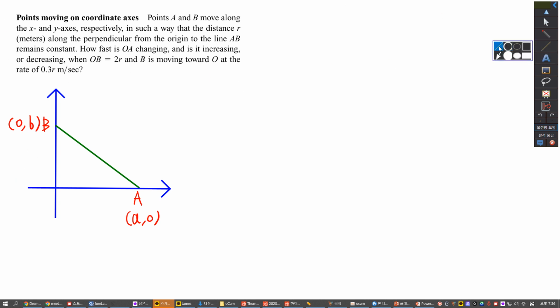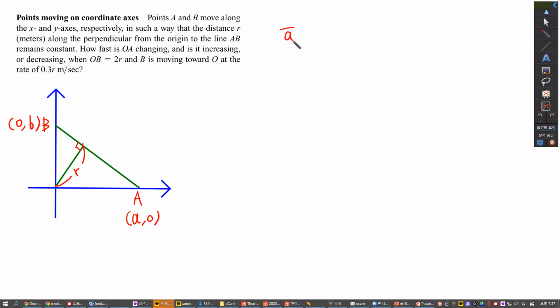That means if we make this perpendicular line, this value of r doesn't change. So we can use the formula for the distance from a point to a line. Let's first find the equation for the line AB.